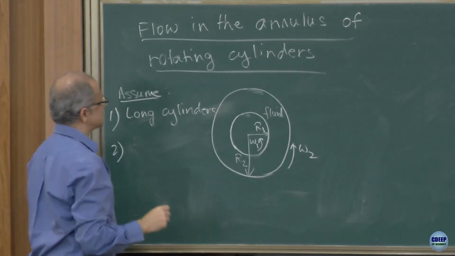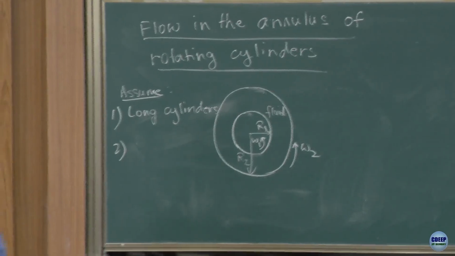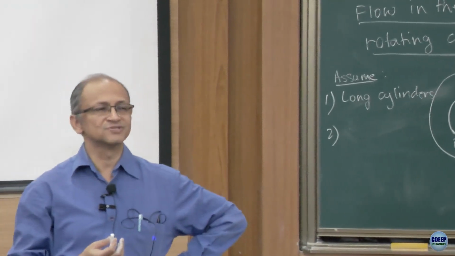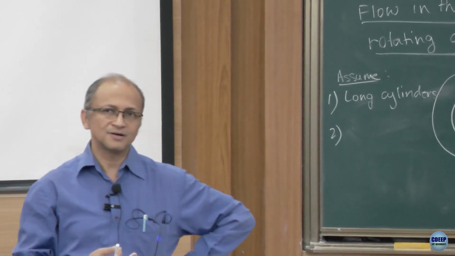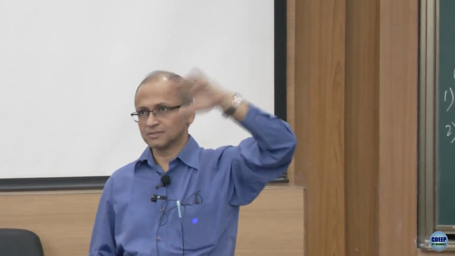So how does it help us, by assuming that the cylinders are long? You have to be louder, please. Dou by dou z is equal to 0. Basically, there are no end effects. The cylinders are so long that I am essentially somewhere in the middle, and I don't have to worry about whatever is happening at the ends.